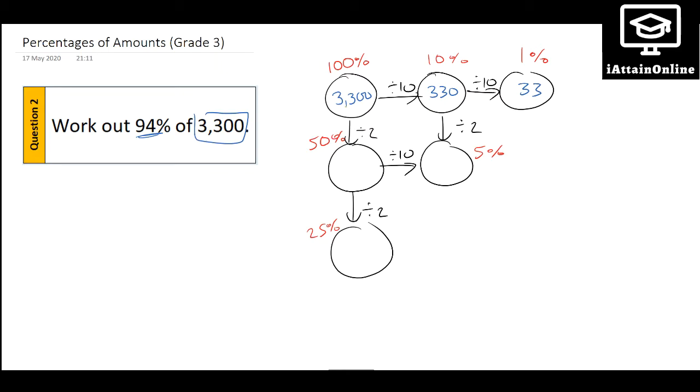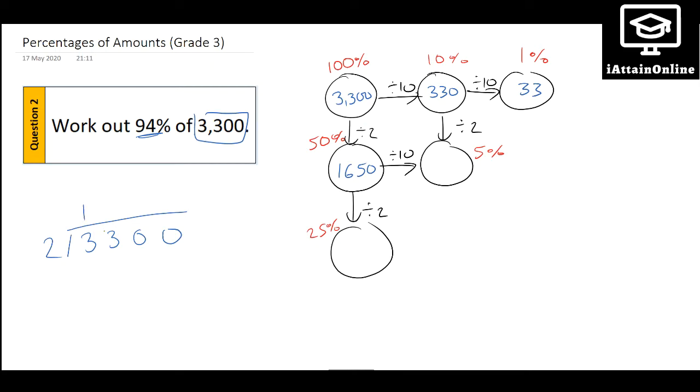3,300, well, half of 3,000 is 1,500. Half of 300 is 150. So this is going to be 1,650. Remember, if you weren't sure, you could do 3,300 divided by 2 using the bus stop method.